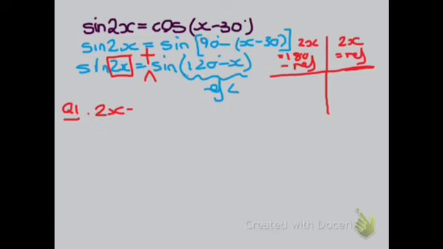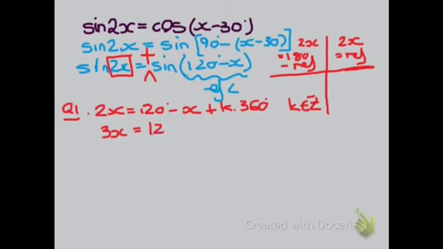2x is equal to my reference angle. So it's equal to 120 minus x plus every 360. I don't have to put that 360 in at this point because I know I need to look on my graph, but I always think it just makes life more obvious. Okay, so that's going to give me 3x equals 120 plus every 360 and divide through by 3.